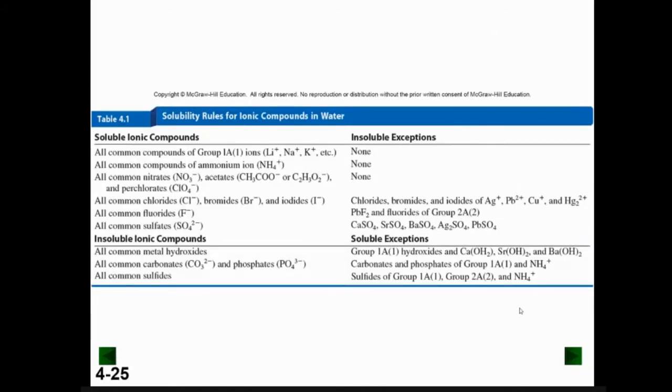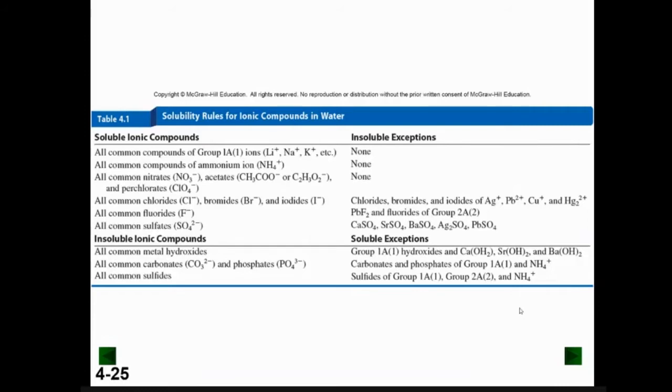You can see that all common compounds from group 1A, it doesn't matter what we call them, group 1 elements, they never form precipitates. Okay? Ammonium never forms a precipitate. Nitrates never form precipitates. Okay? So they're what we call soluble. They don't have any insoluble parts. And then some of them dissolve well in water, some negative ions, but some of the ions don't let them dissolve that well in water.